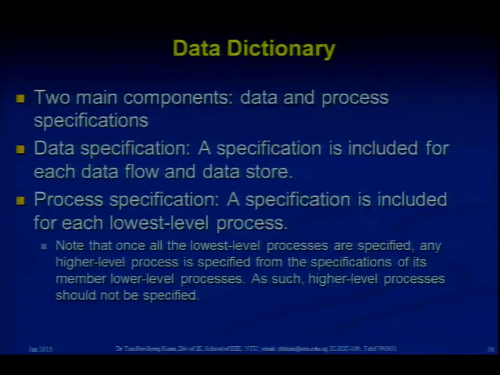So data dictionary will have two parts: data and process specification. These are the two parts in a data dictionary. The first part, data specification, is for us to specify all the data flow and data store. So we will give a data specification to each and every data flow and data store. And for processes, we only need to give a specification to each lowest level process. So once you have given a specification to each lowest level process, together with the data flow diagrams, all the processes are specified.